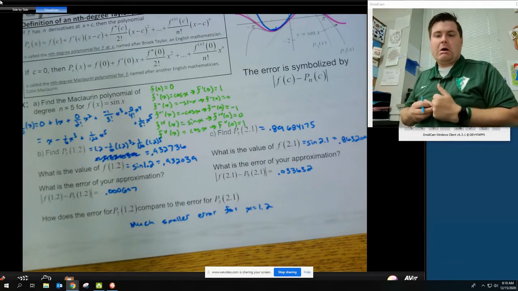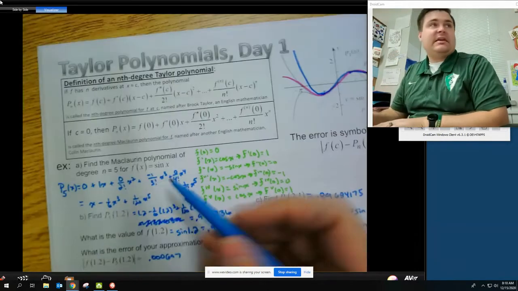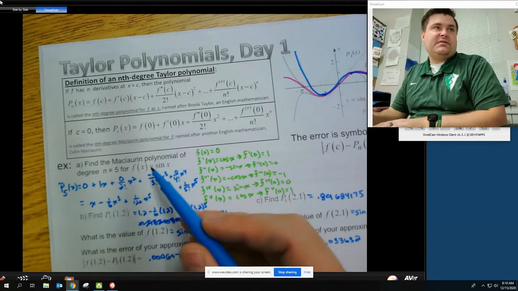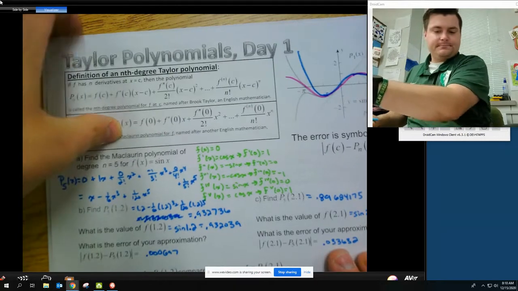So that's really all Taylor polynomials are. It's just taking something, and this one wasn't too weird, just trig, taking this and rewriting it as a polynomial out to whatever degree they want. Okay.